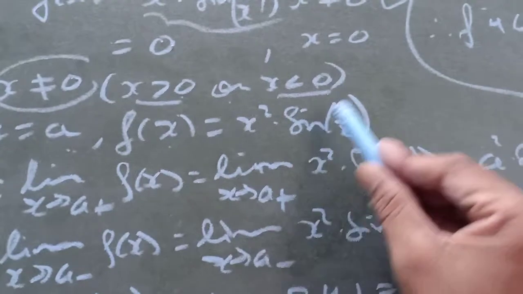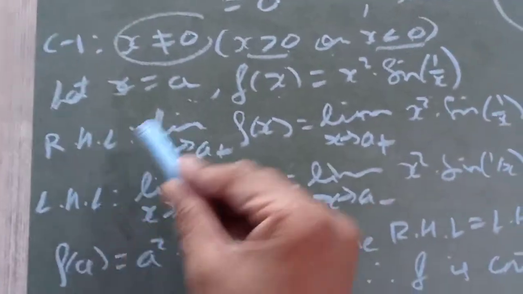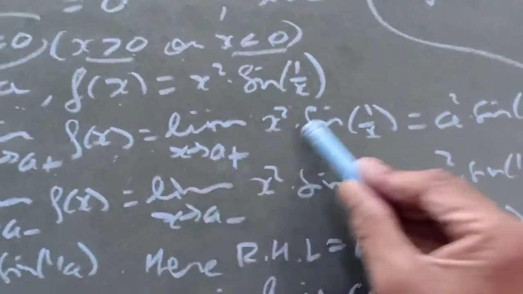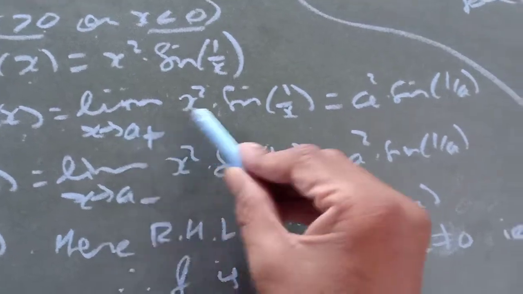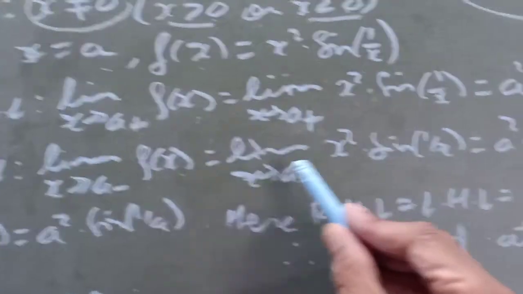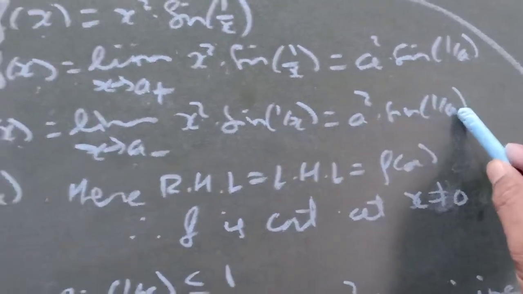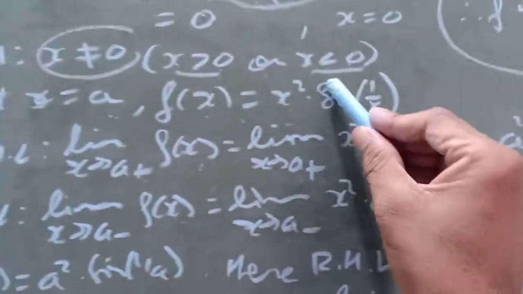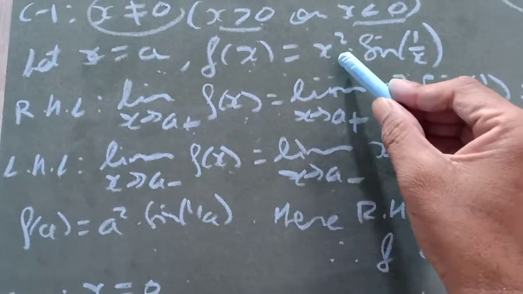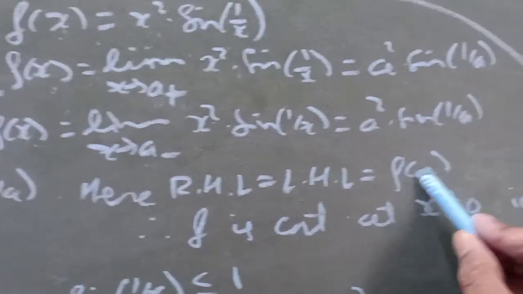So f(x) = x² sin(1/x) when x is not equal to 0 is the function. The right hand limit, as x tends to a plus, of f(x) is x² sin(1/x). In place of x we put a, so we get a² sin(1/a). Same way, the left hand limit as x tends to a minus is again a² sin(1/a). And f(a) is a² sin(1/a). So RHL is equal to LHL is equal to the value of the function, that is f(a).